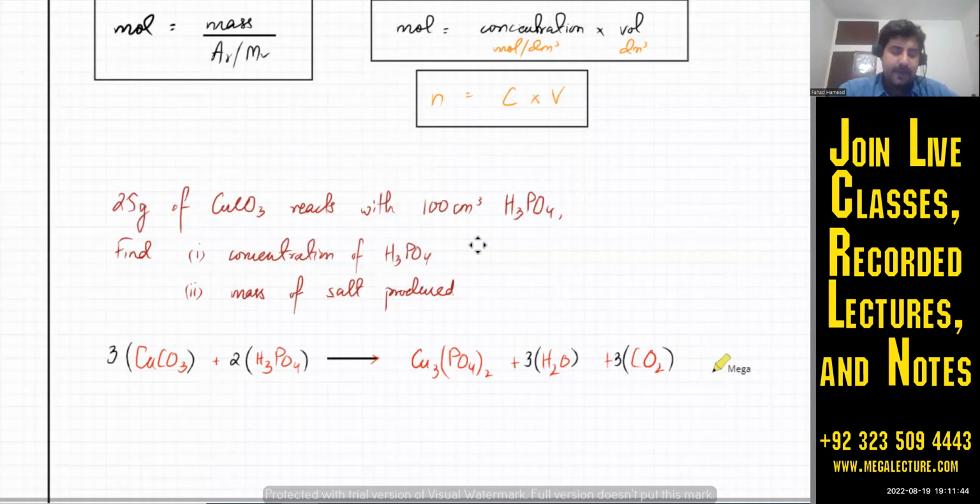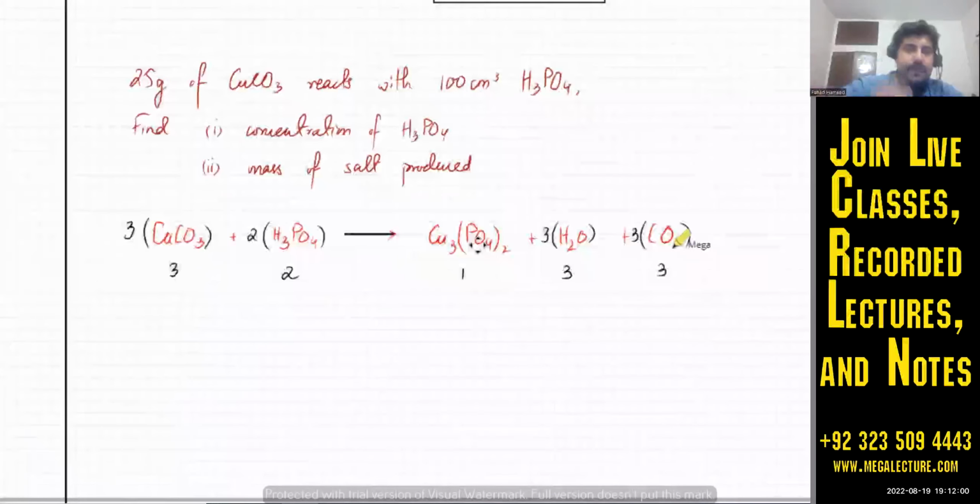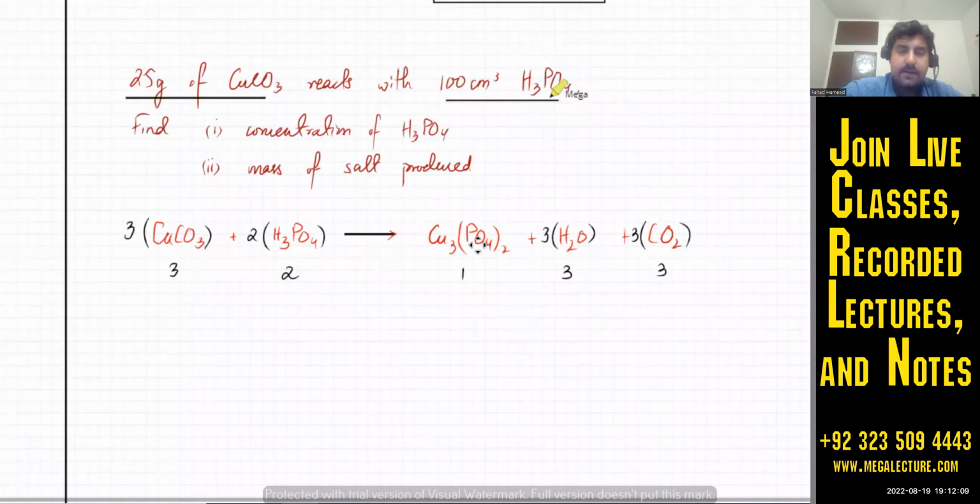So anyways, the first thing is you have an equation and you take out the ratio, which is that 3 reacts with 2, produces 1 of this, 3 of this, and 3 of this. So in your question, the information that's provided is, okay, you've got 25 grams of this and 100 cm³ of phosphoric acid. So that's the information that you have with you.